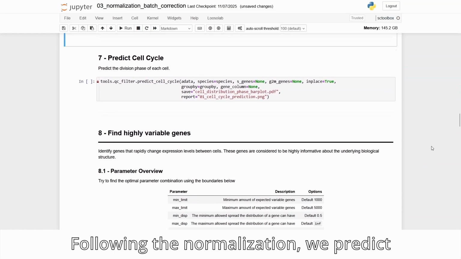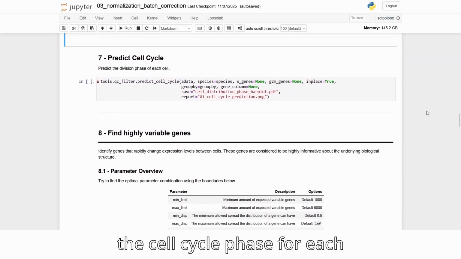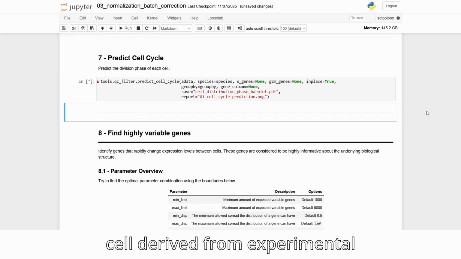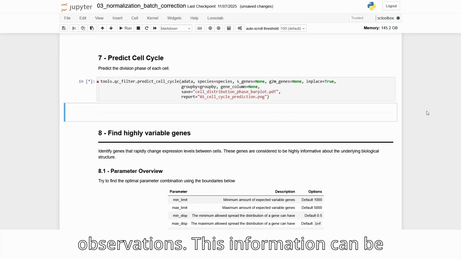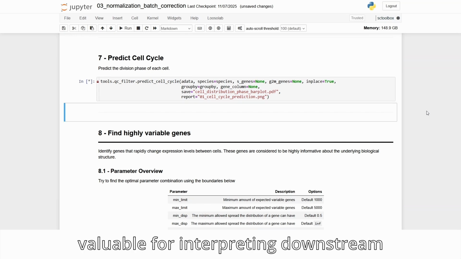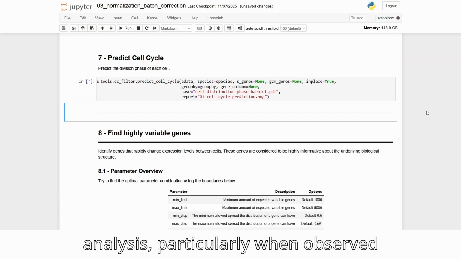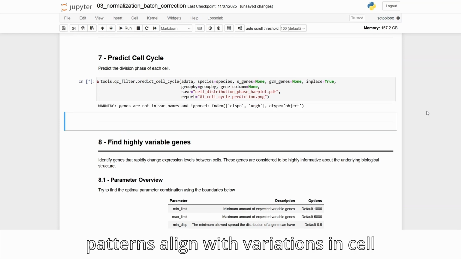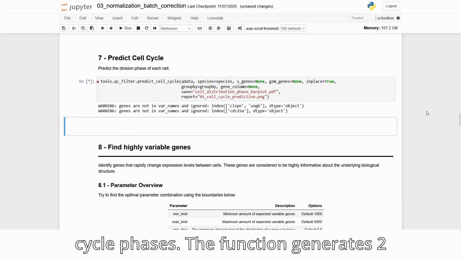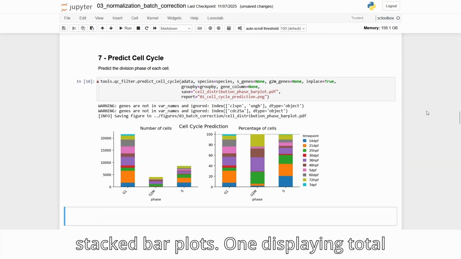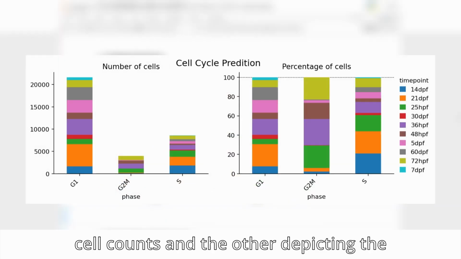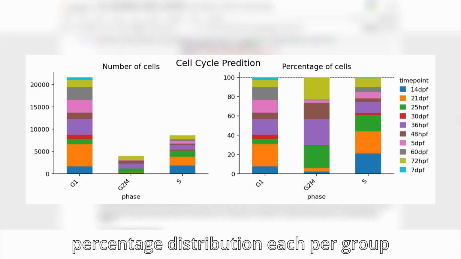Following the normalization, we predict the cell cycle phase for each cell derived from experimental observations. This information can be valuable for interpreting downstream analyses, particularly when observed patterns align with variations in cell cycle phases. The function generates 2 stacked bar plots, one displaying total cell counts, and the other depicting the percentage distribution, each per group and phase.